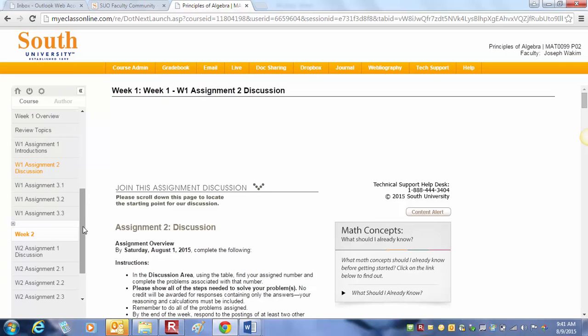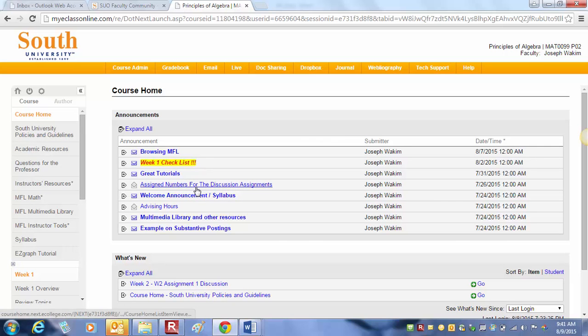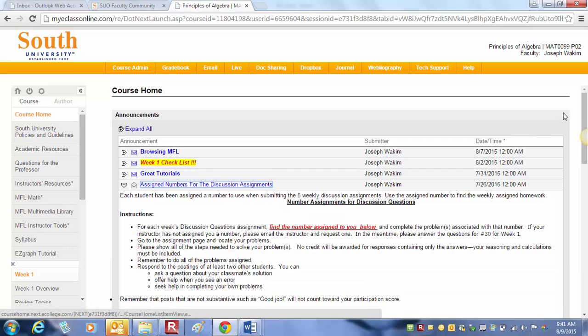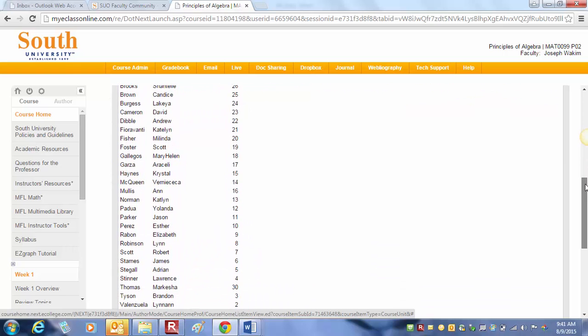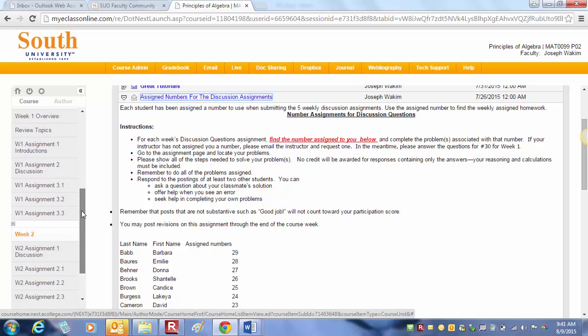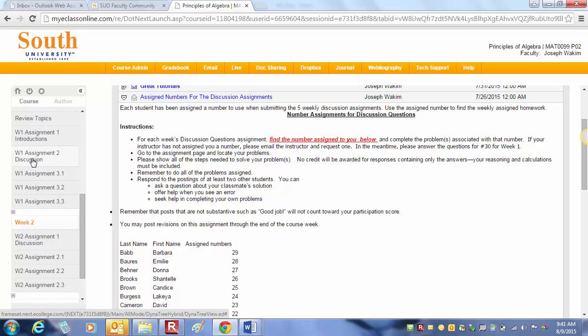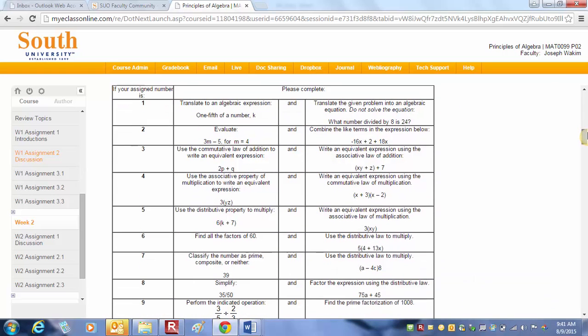To find the assigned number, you just have to go to the course home page and then click on the assigned number for discussion assignments, and I have a list here of all the names with the corresponding assignment number. So back to week 1, let's say you are still doing the week 1 assignments, then you're going to go to the week 1 assignment 2, and then based on the number that you were assigned, let's say you were assigned the number 3, then you have to do this one, commutative law, and you have to do the associative law of addition question.